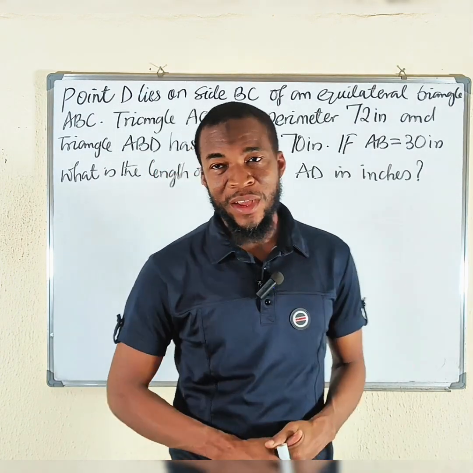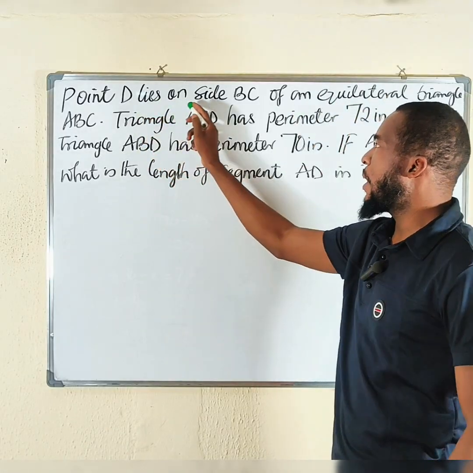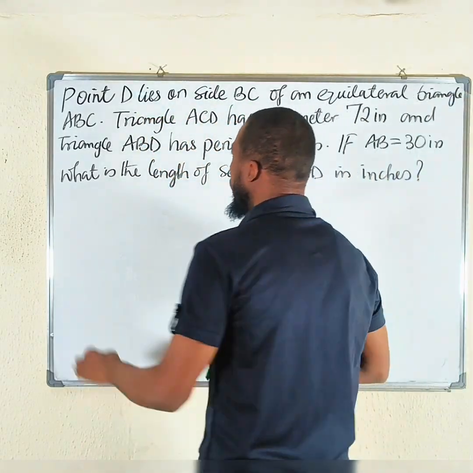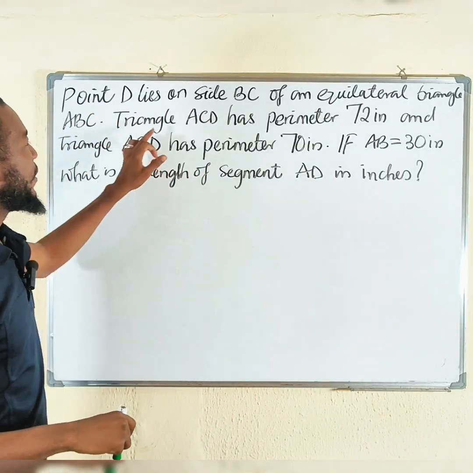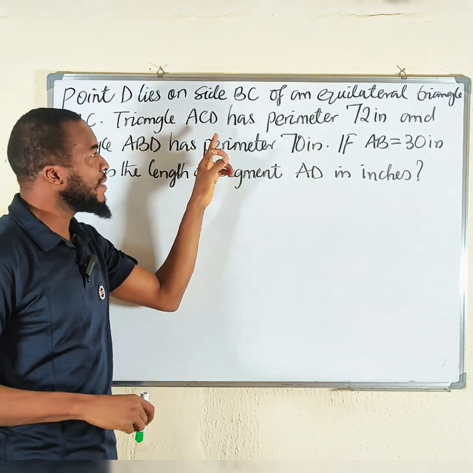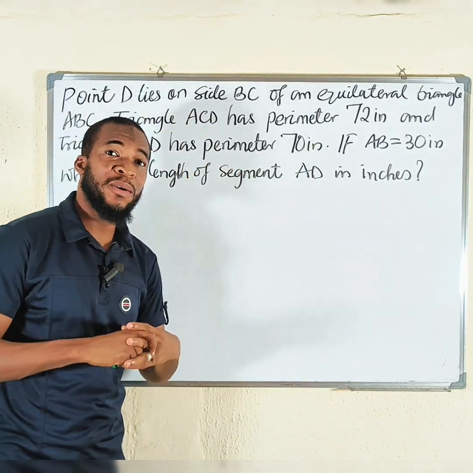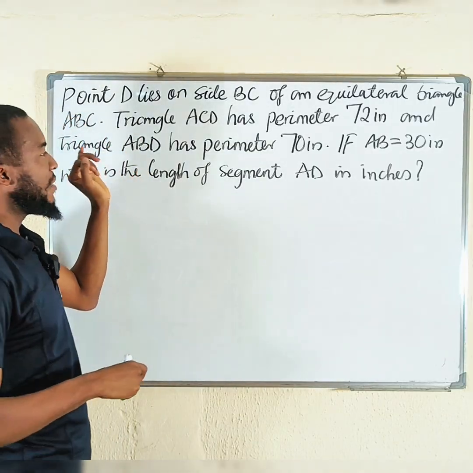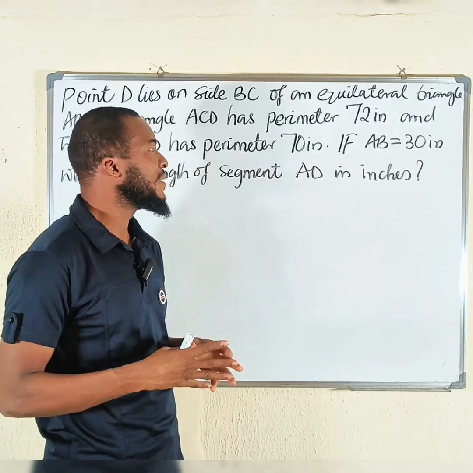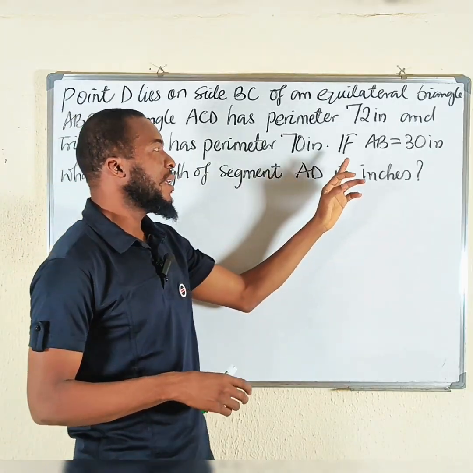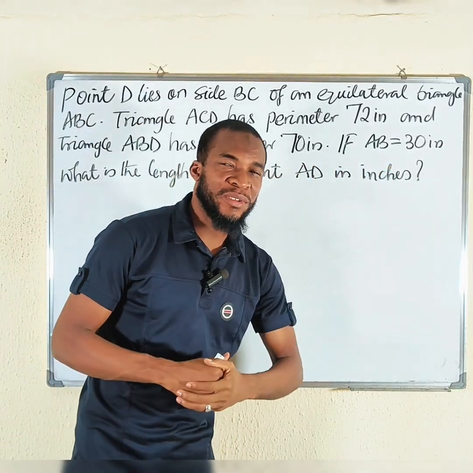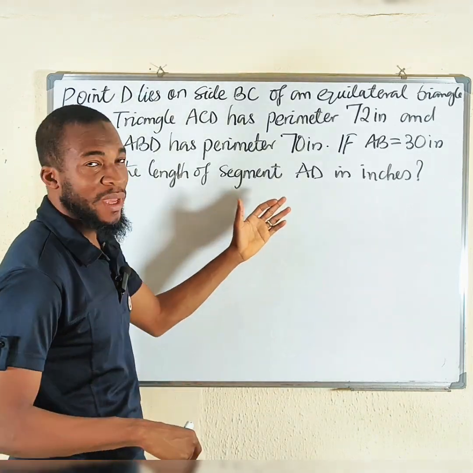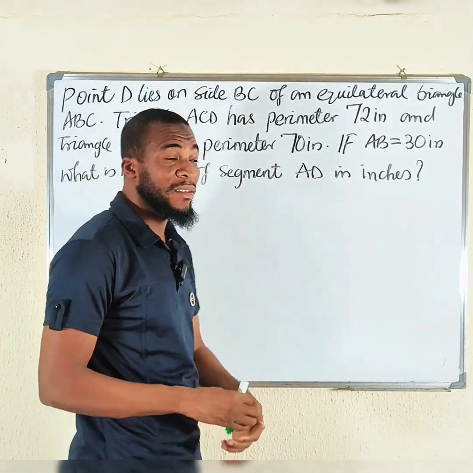All right, let us find out. Point D lies on side BC of an equilateral triangle ABC. Triangle ACD has a perimeter of 72 inches and triangle ABD has a perimeter of 70 inches. If side AB is equal to 30 inches, then what is the length of the segment AD in inches?